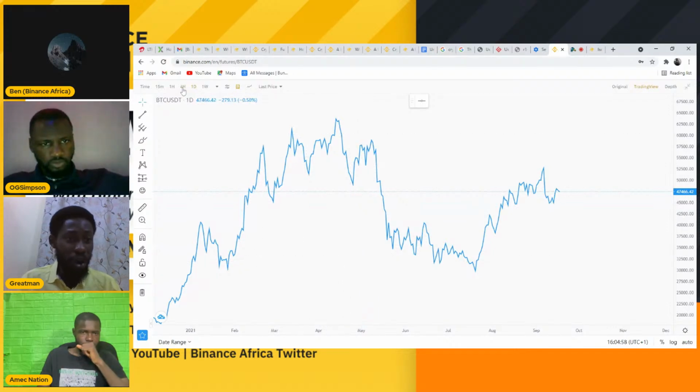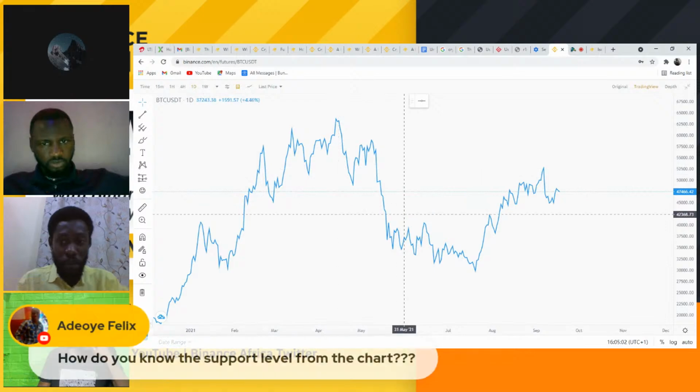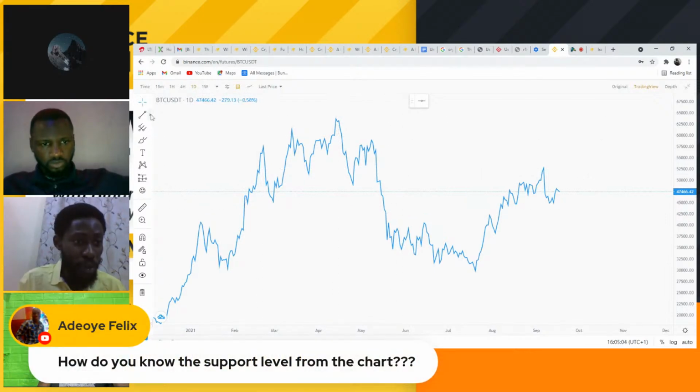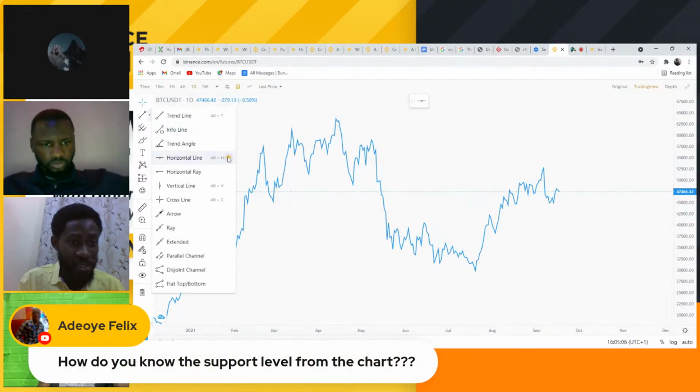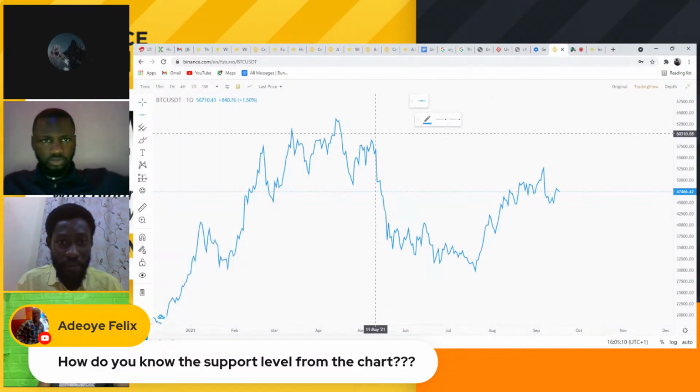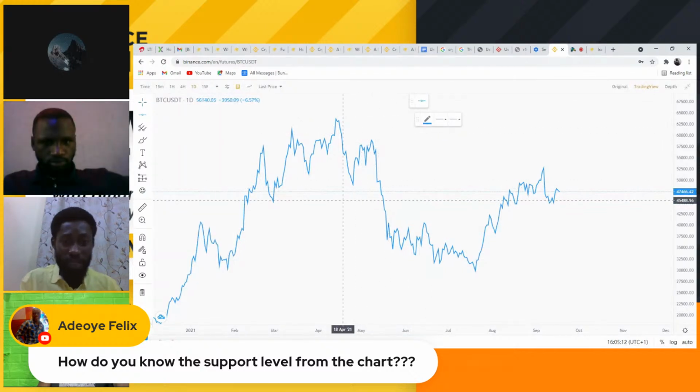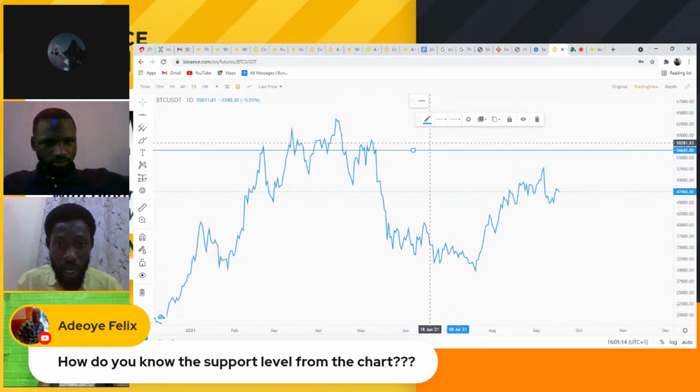Now, if I move into a 4 hour time frame, I'll get more details, but this is just the 24-hour time frame, which is the 1 day. All right, so I pull out my horizontal line. I actually have it favorited. So this is my horizontal line. Let me make the color black.